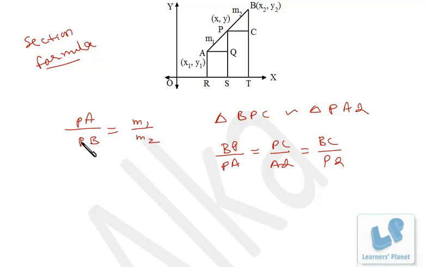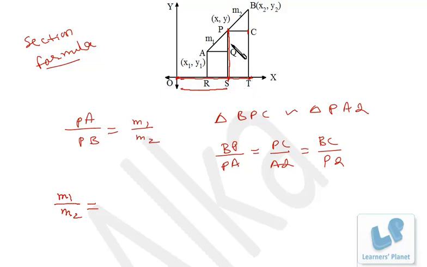Now PB by PA is m1 by m2, so I put the values over here, m1 by m2. Now PC is this length. From this point to this point, the complete length is x2, right? You can see the x coordinate over here will be x2. So this complete length is x2, and this length from Q to S will be x, because the x coordinate over here is this small x, right?